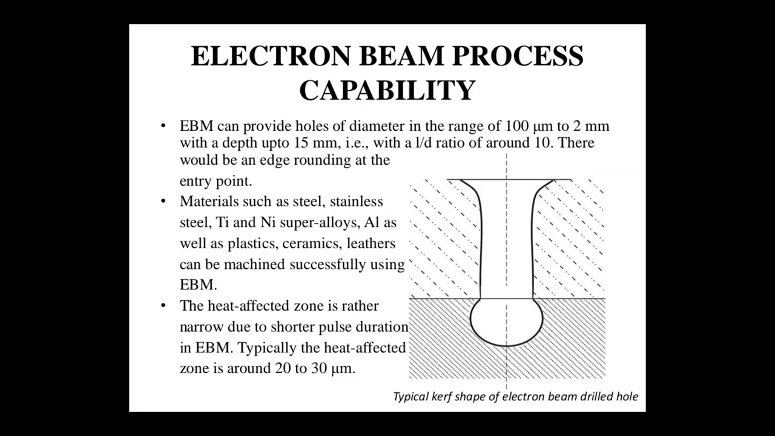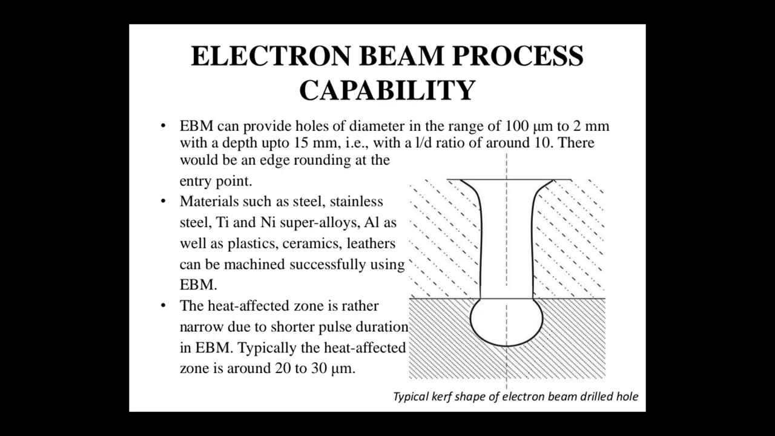So this is about the process parameters. Now we'll go for the process capability of electron beam machining. EBM can provide holes of diameter in the range of 100 micron to 2 mm with a depth up to 15 mm, that is, with a depth to diameter ratio of around 10.